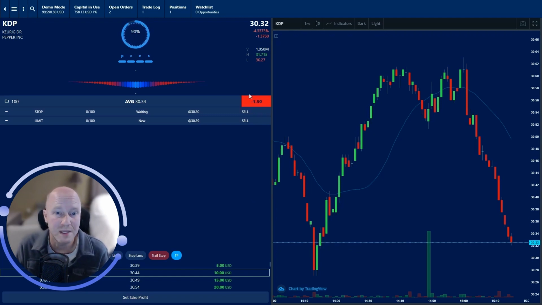Now what's interesting is that this is actually a button, and you can double click to exit the position at that price using a market order, and it gets you out immediately.